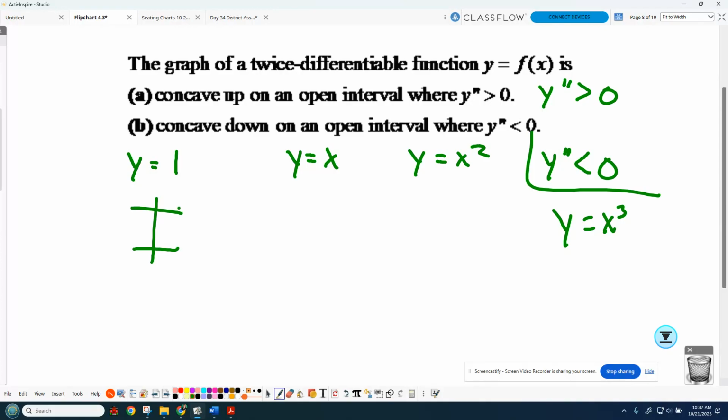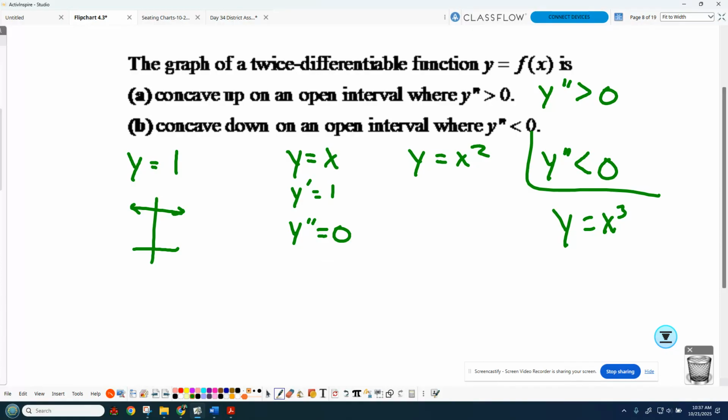So, y equals 1. First derivative 0, second derivative 0, no concavity, it's flat like a board. This one, first derivative is 1, second derivative is 0, no concavity, it's a flat straight line.